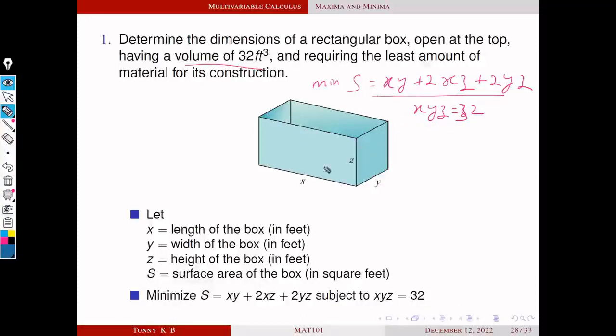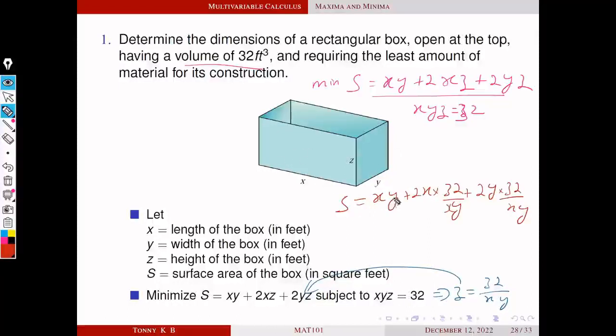Now our function S involves three variables x, y and z. But we have an extra condition, a restriction, xyz equal to 32. So I'm going to convert everything in terms of two variables x and y using this relation. From this relation, what is our z value? z is equal to 32 by xy. Next, I'm going to replace all the z values in this expression by 32 by xy. So what about the new S?